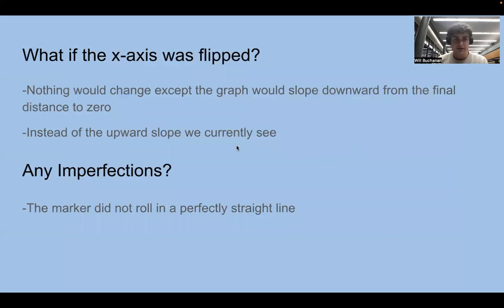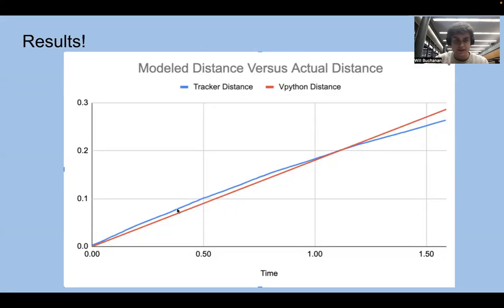One question we were asked is, what if the x-axis was flipped? And the answer is pretty simple. If we look at the graph, the slopes would be perfectly flipped. So the lines would start up here and work their way down to zero. And they would have a negative slope with the same value, instead of the positive slopes we see here.